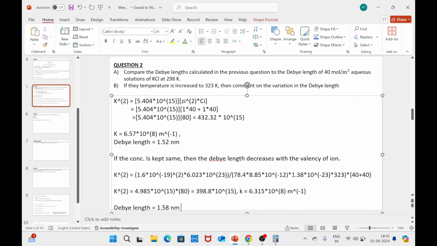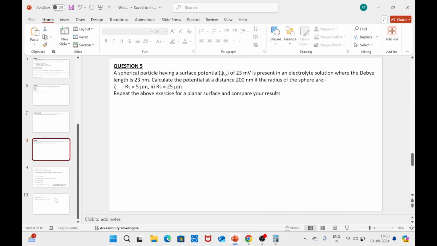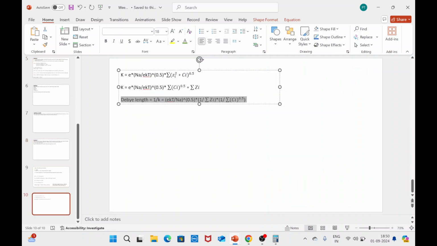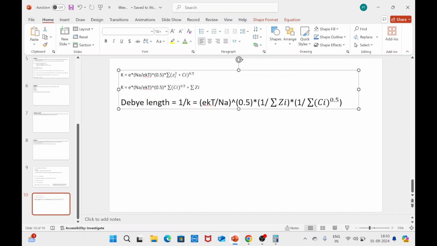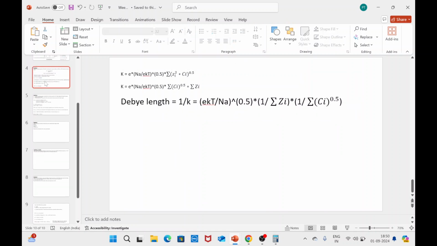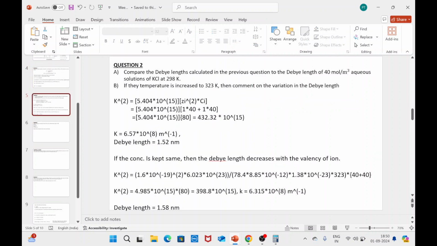So we said that if the temperature is increasing, you see here the expression, then the Debye length will increase, and that's what has happened. Since the temperature was increased from 298 to 323, the value of Debye length increased. The difference is small because the temperature difference is also small. If the temperature difference is a lot more, then the Debye length value will also be considerably more.